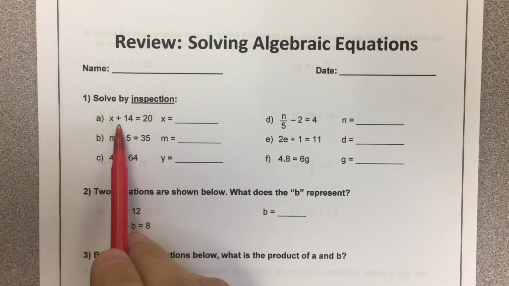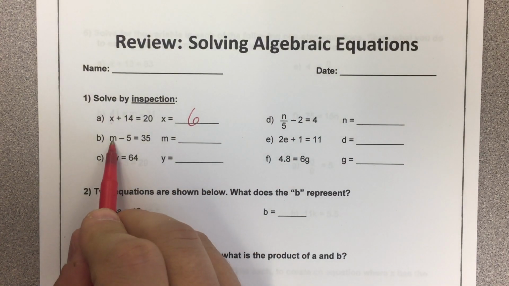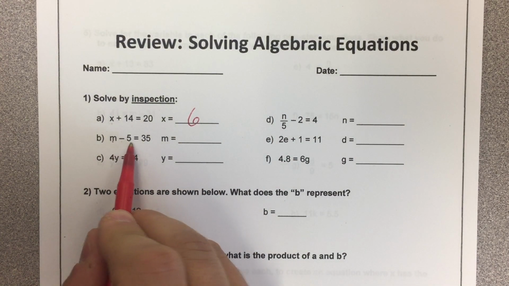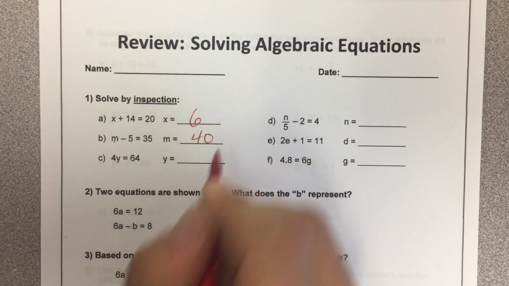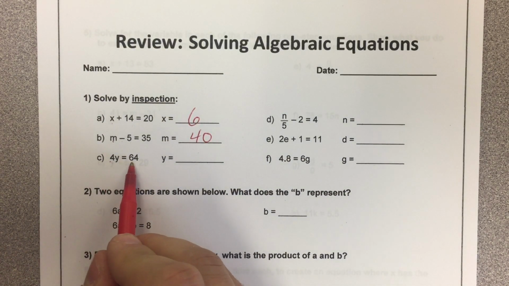So some number plus 14 is 20, so that's 6. Some number, when you subtract 5 from it, equals 35, so 40. Some number times 4 is 64.